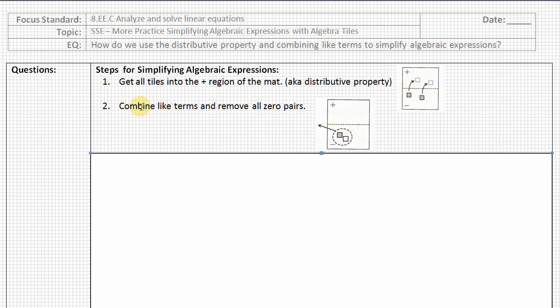And then we're also looking to combine like terms and remove all 0 pairs. So anywhere where we can find equal opposites, a positive and a negative of the same type of term, then we are going to remove those off of the mat. So let's go ahead and get started with our first example.